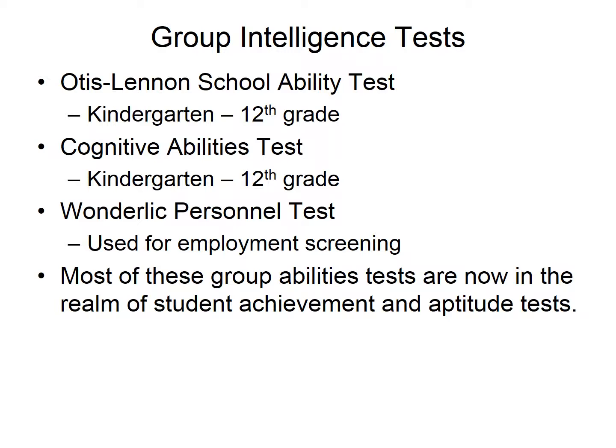And as we talked about on Monday, cognitive ability is a very strong predictor of performance in organizations. So most of these group tests are more in the realm of kind of student achievement. So generally when we find group intelligence tests, we're looking at two different types. We're looking at tests that are specifically focused on measuring student achievement. So basically, how well is the student doing?